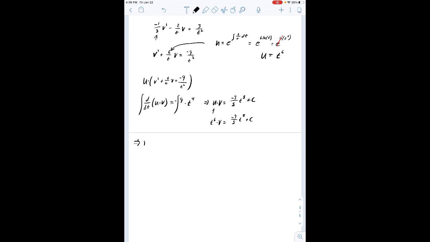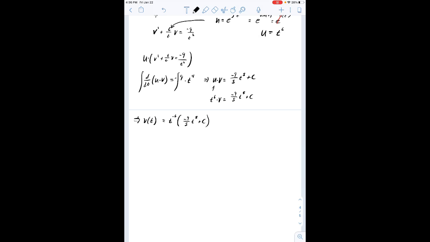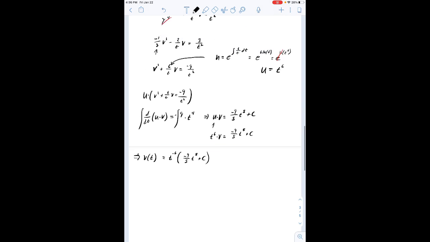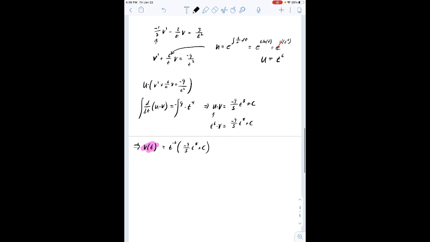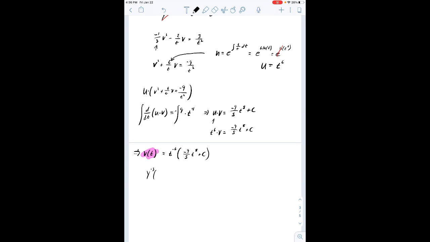So then I get v as a function of time is just equal to, I'll write it like this, and we will see why just a tiny bit later, but you could write it any way you want. So we have this, and now we ask, okay, but I want to solve for y, not v. So what was my y again? Oh, well, look at that. My y is given right here as a function of v. So then I can just plug in y to the -3rd, which is still a function of time, is equal to just this whole thing right here.